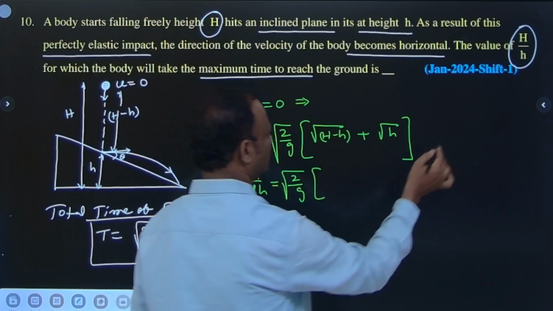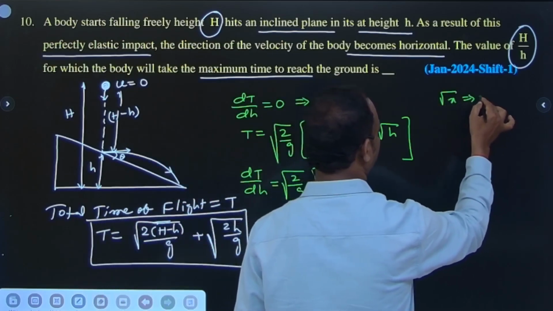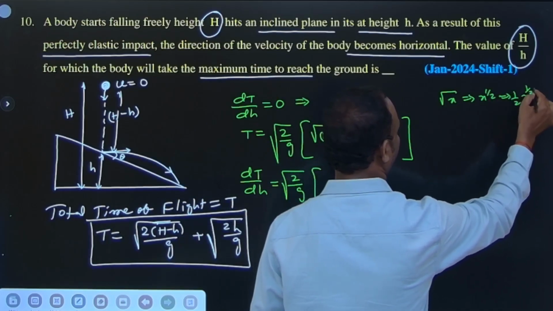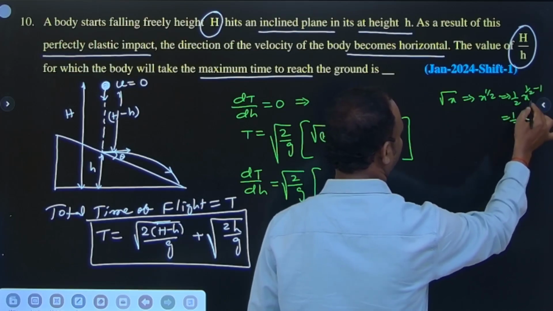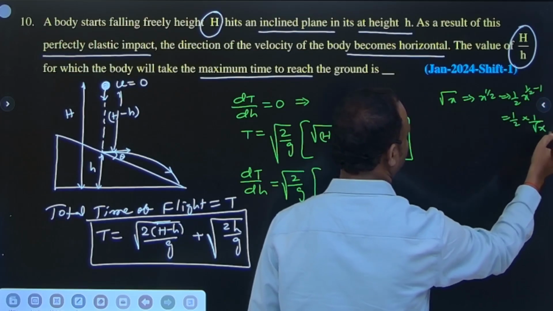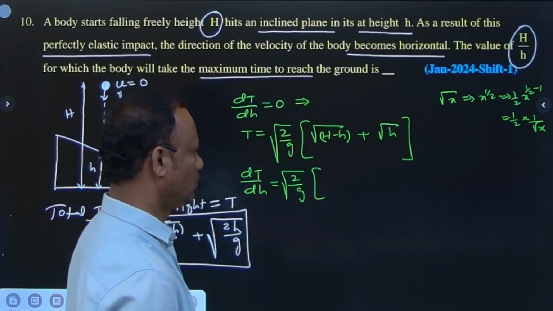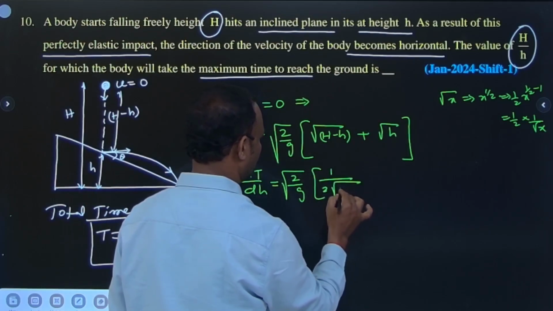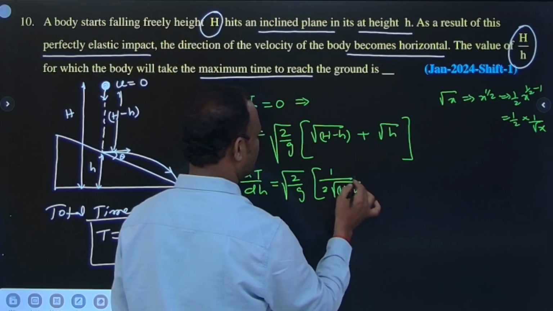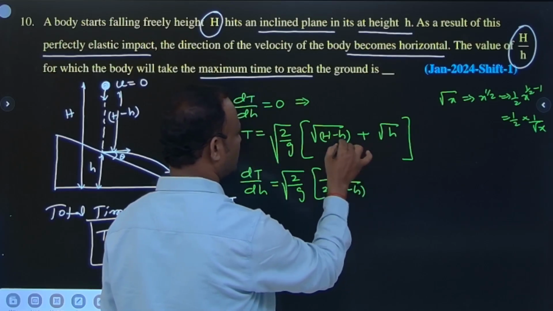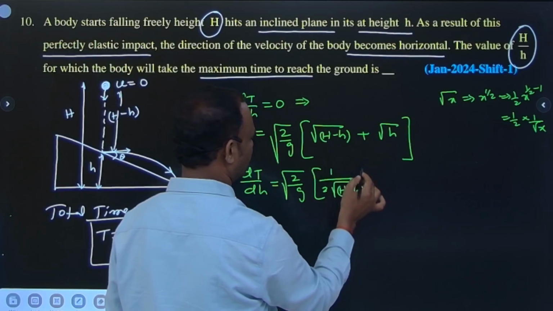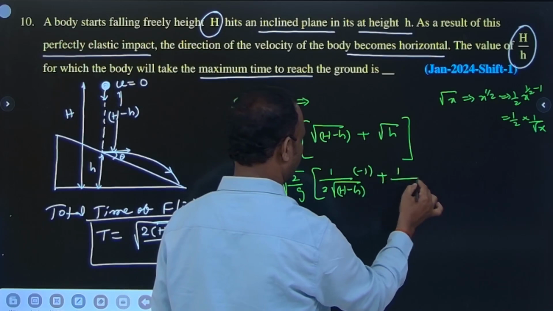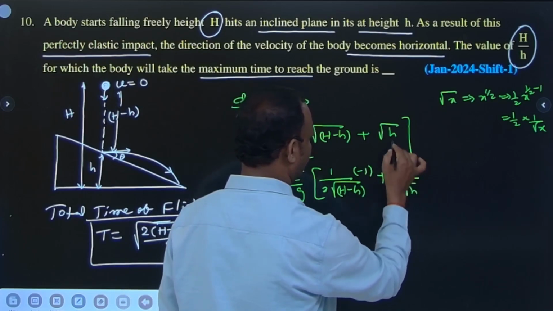H minus h means root x. Root x is x to the power of 1 by 2, which becomes 1 by 2 x power 1 by 2 minus 1, so 1 by 2 root x. So this is 1 by 2 root H minus h. Differentiation of H minus h, H is a constant, so this differentiation is minus 1, plus next, 1 by 2 root h, and again differentiation of h is 1.